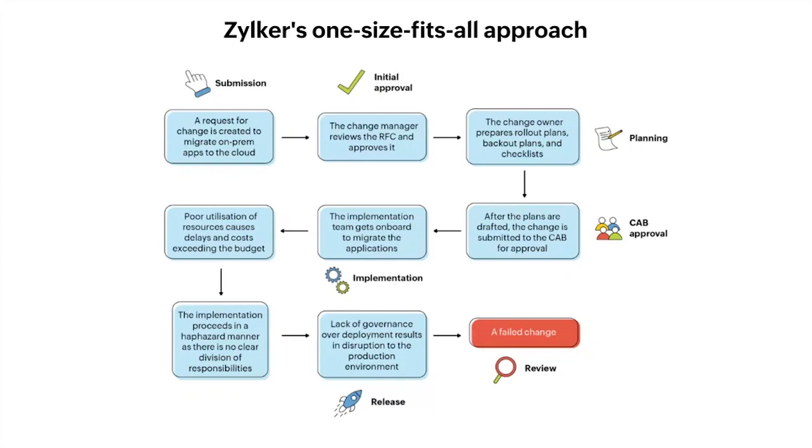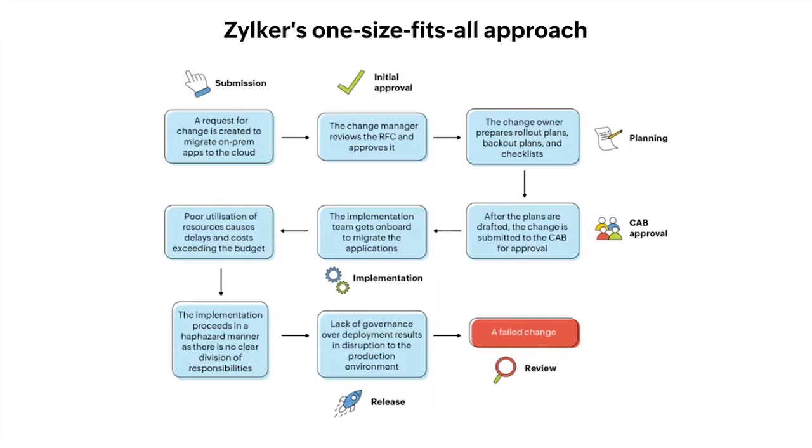So the first major challenge that they faced was the poor utilization of their resources, which led to delays and led to them exceeding their budget. Zilka failed to properly utilize the members in their team and delegate tasks properly to them. And as a result, like I said, it led to a lot of delays and increased cost as well. And since there was poor utilization of resources, the implementation was done in a really bad way, and there was no proper division of responsibilities.